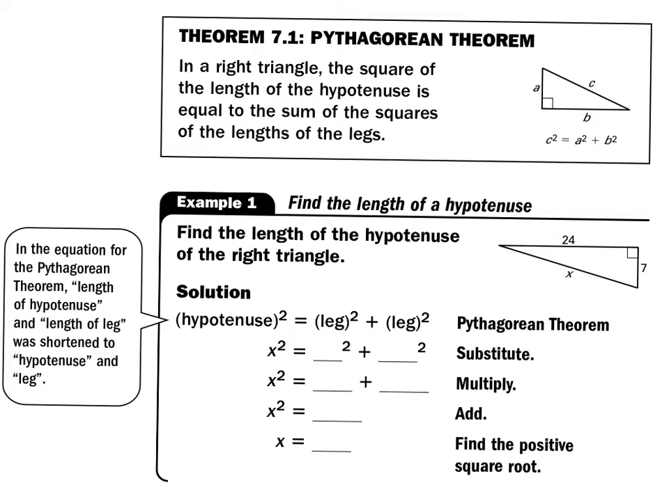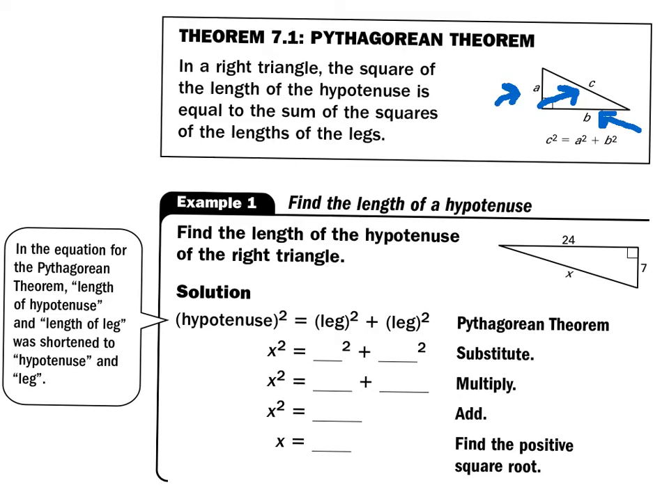Now, you should remember the Pythagorean theorem. It says in a right triangle, the square of the length of the hypotenuse is equal to the sum of the squares of the lengths of the legs. We represent the sides by A and B and the hypotenuse by C. Remember, the hypotenuse, C, is always across from the right angle. It doesn't matter which one is A and which one is B. So those can be interchangeable, but C has to be across from the right angle. It's also the longest side.